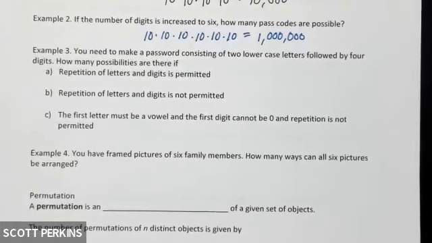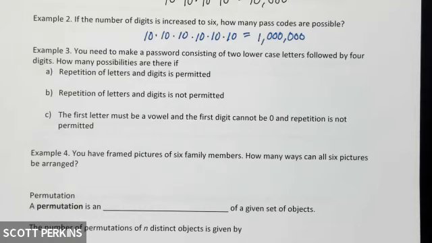So for instance, example 3 says, you need to make a password consisting of 2 lowercase letters followed by 4 digits. So we're just keeping this structured a little bit to limit the number of options. So you have to have 2 lowercase letters followed by 4 digits. I'm going to help you with the A part, and then you're going to give a good try to the B and the C part.